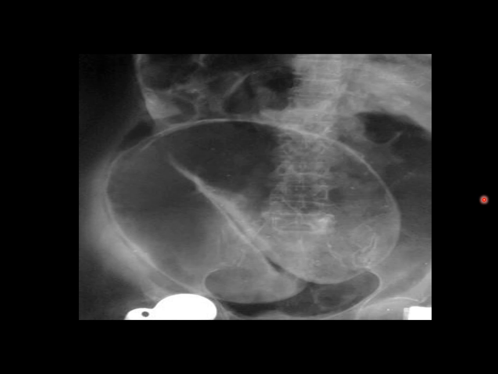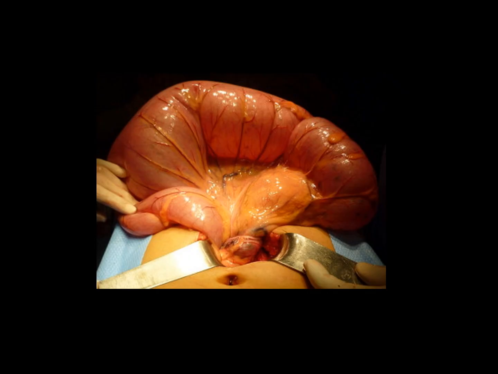The coffee bean sign is of a particular cause of intestinal obstruction, and the cause is volvulus. A piece of bowel, in particular, this is the sigmoid colon, has twisted upon itself around its vascular axis and becomes distended. Trapped air can't come out. There's no food going in. There's no food or air going out.